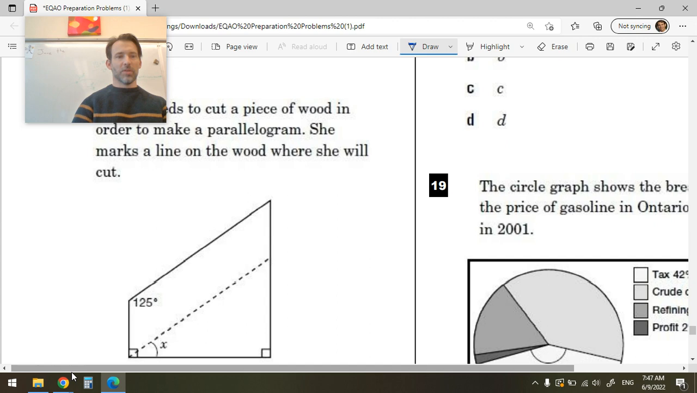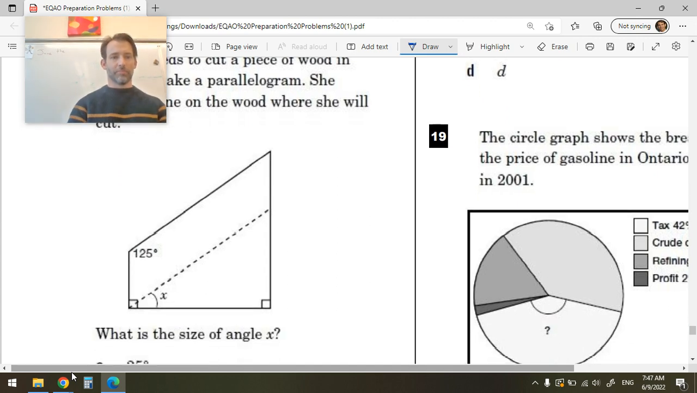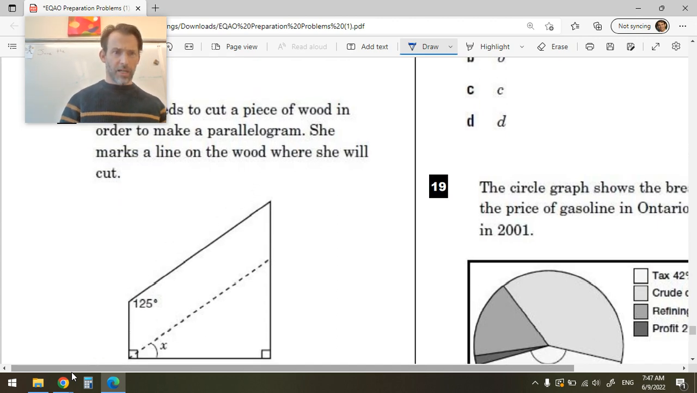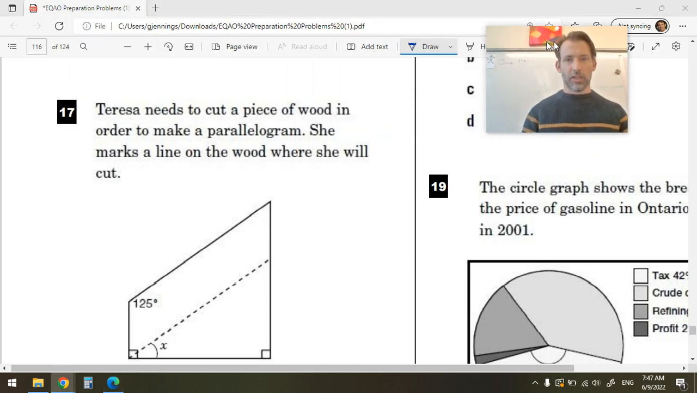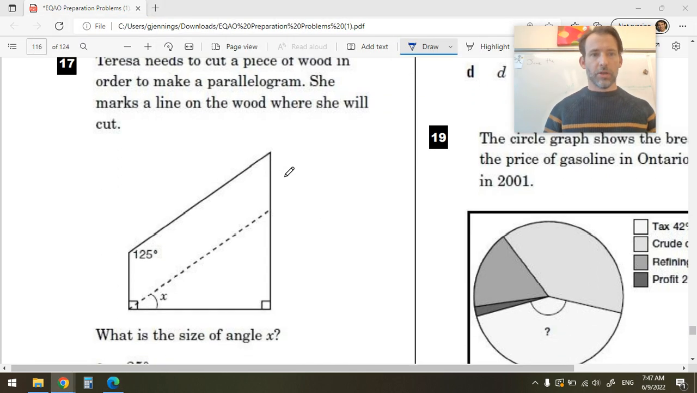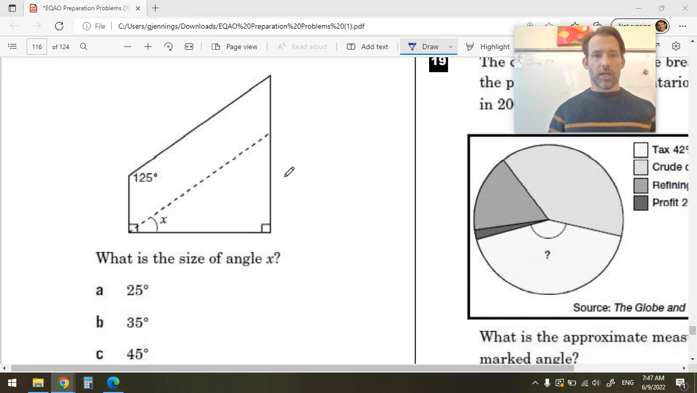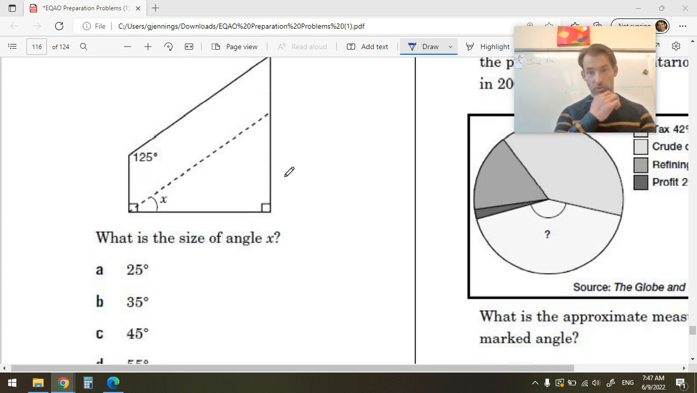Teresa needs to cut a piece of wood in order to make a parallelogram. Don't we all from time to time need to cut a piece of wood to make a parallelogram? So there you go. She marks a line on the wood where she will cut. Good for you, Teresa. Measure twice, cut once. So what's the size of angle X?